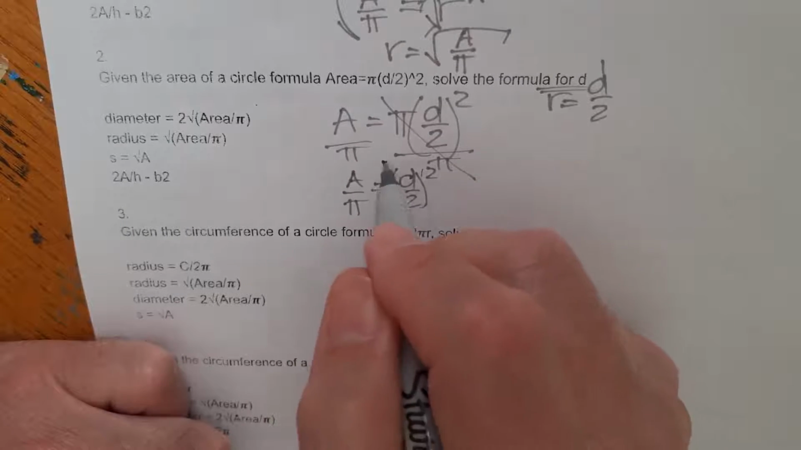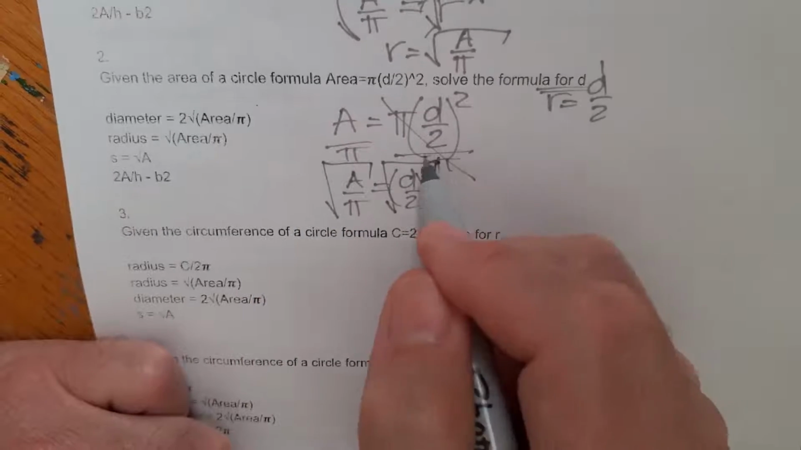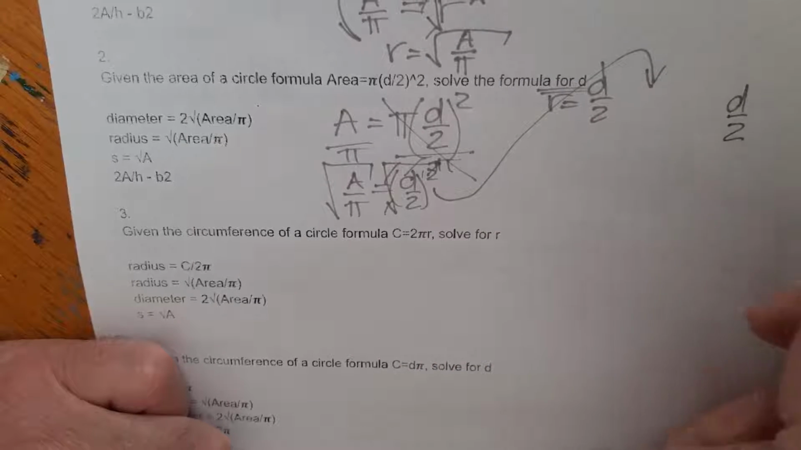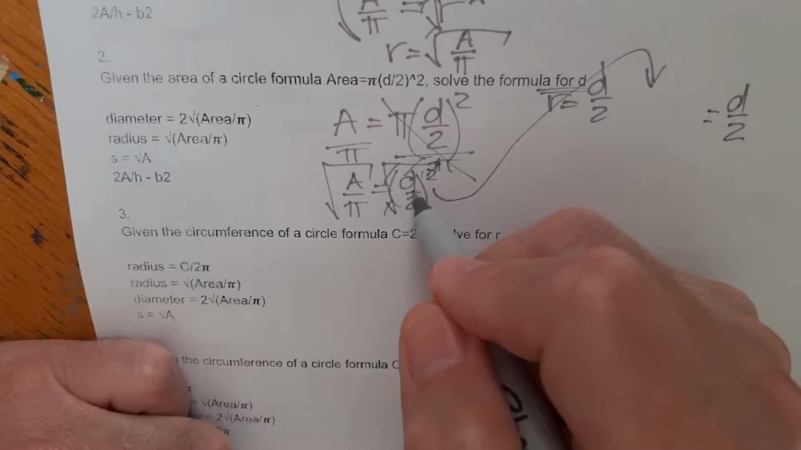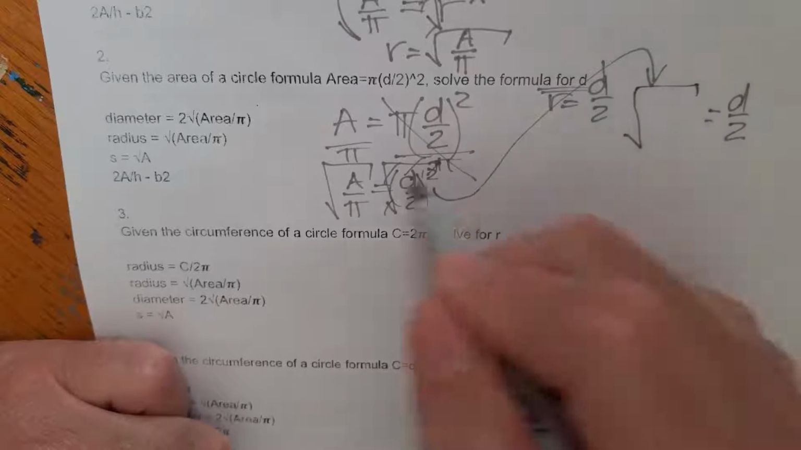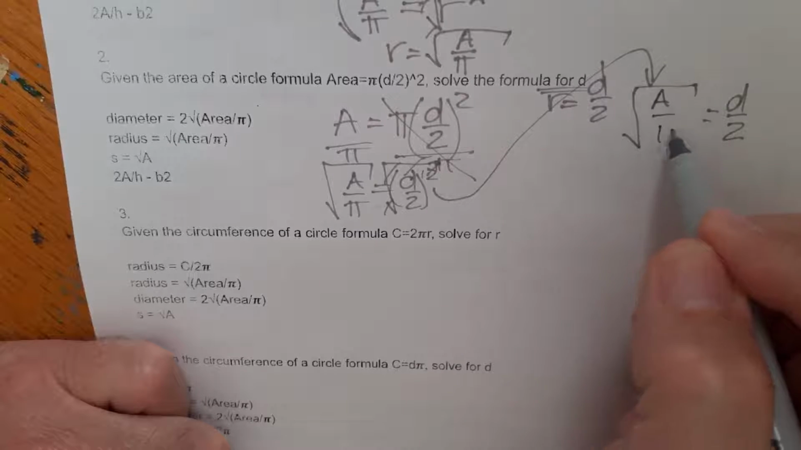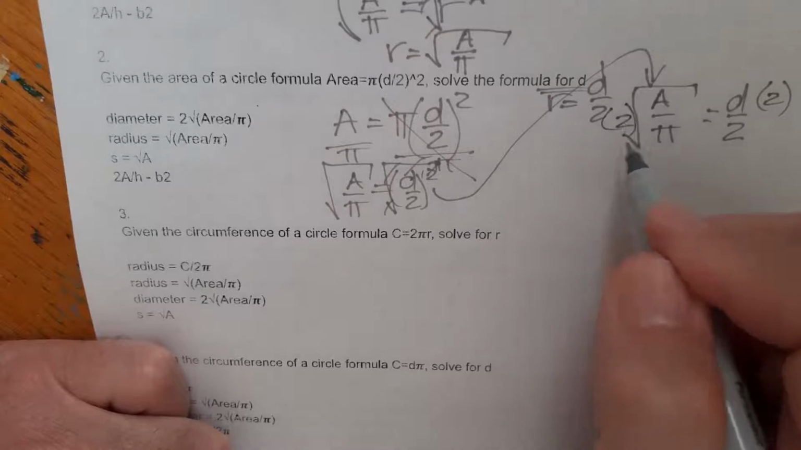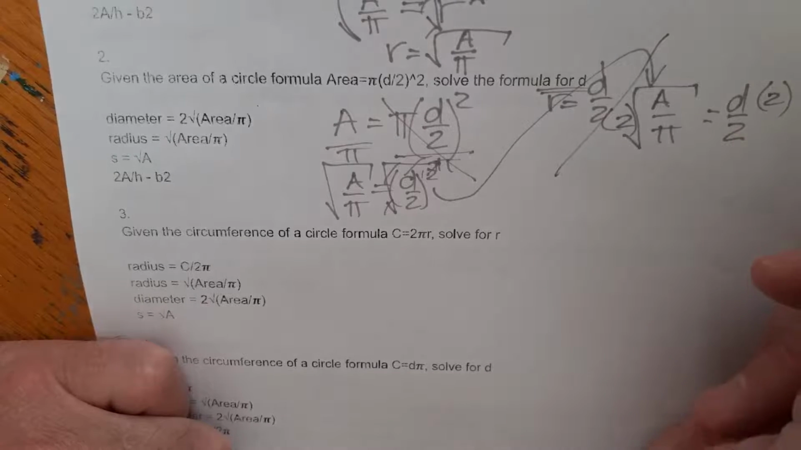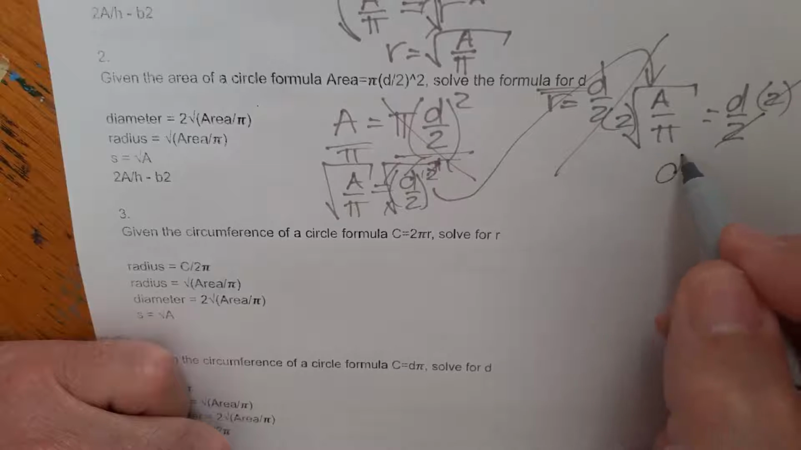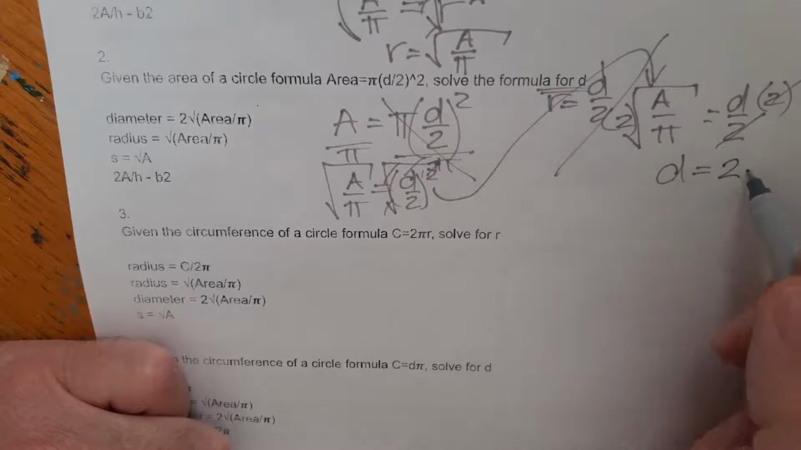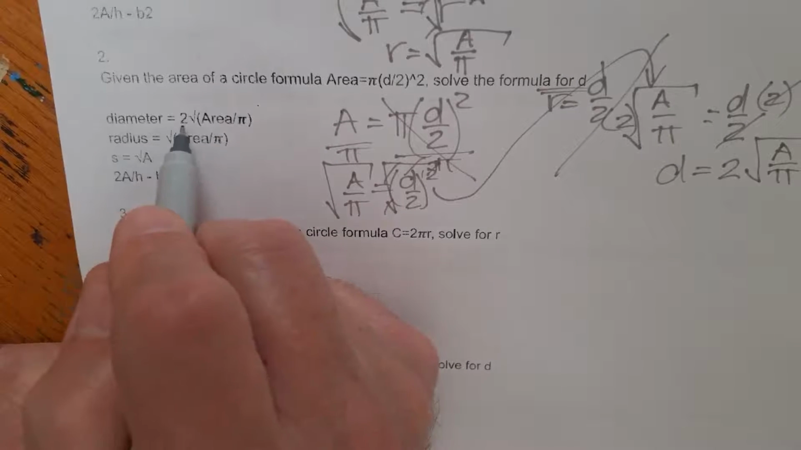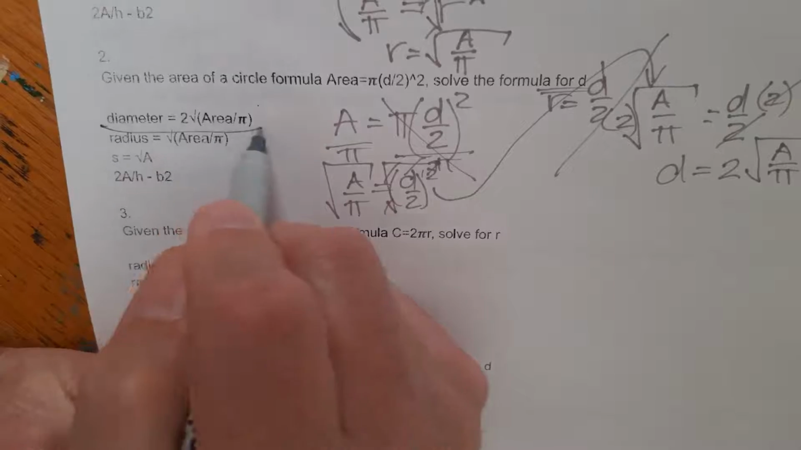What's the reverse of a square? Square root. What we do to one side, we do to the other. This disappears. Okay, come up over here. Now we have d over 2 on the right equals radical or square root a over pi. Right? Last step, let's multiply both sides by 2 here. Draw a line there so we don't mix those up. The 2's cancel, and I'm going to flip sides. D is now equal to 2 times the square root of a over pi.